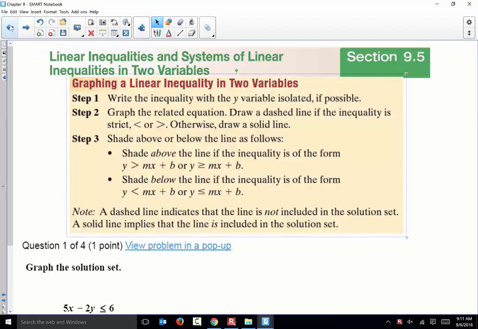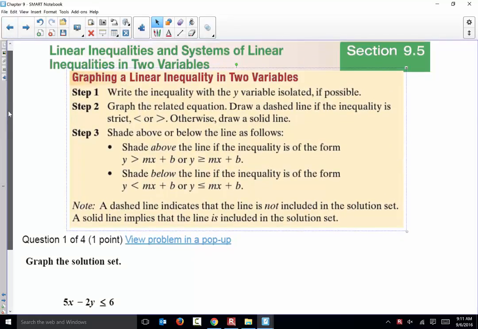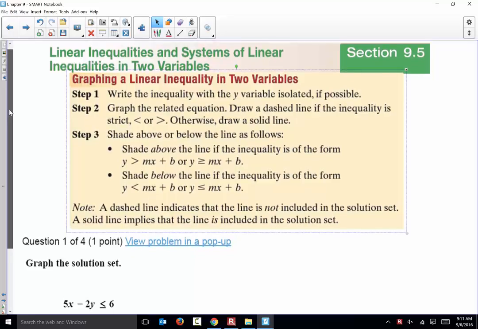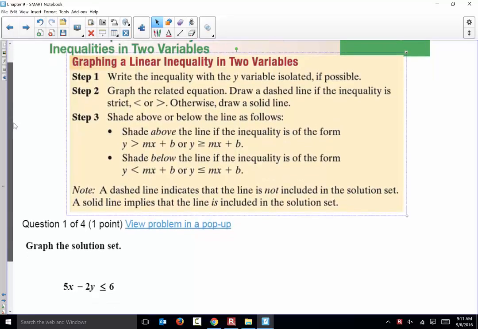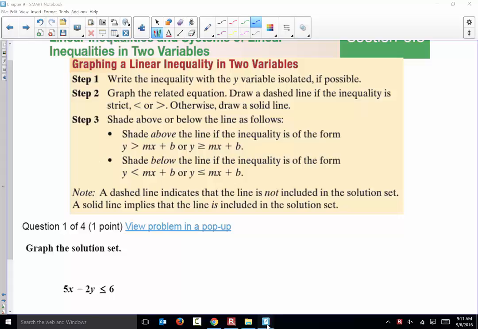We started solving, basically graphing linear equations, linear inequalities, and systems of linear inequalities. So we started with one inequality, only one, nothing else. And we applied these 3 steps to graph them.